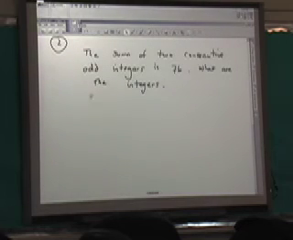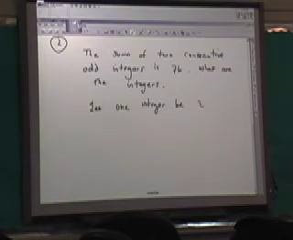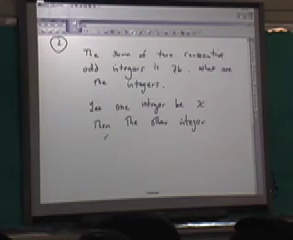So, makes sense, right? The sum of 2 consecutive odd integers is 76. What are the integers? Let one integer be x, then the other integer will be x plus 2. Now that's the key step right there, because now we can take those two elements, x and x plus 2, and add them.